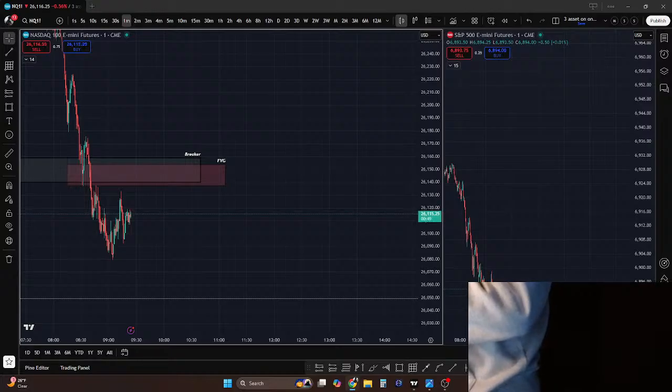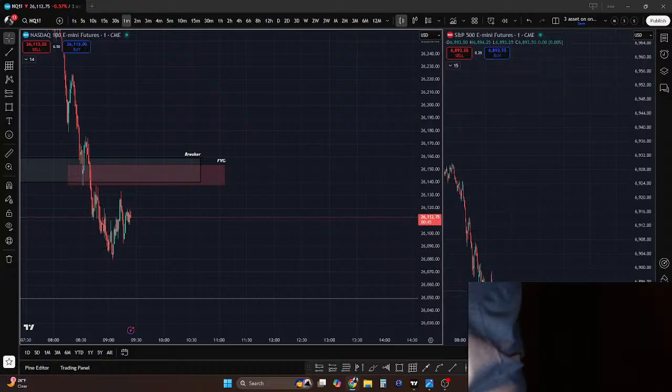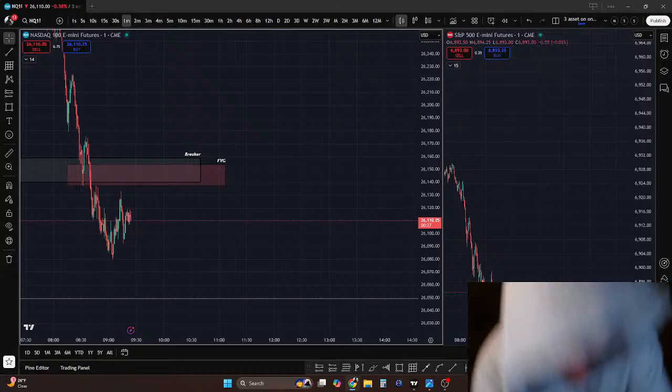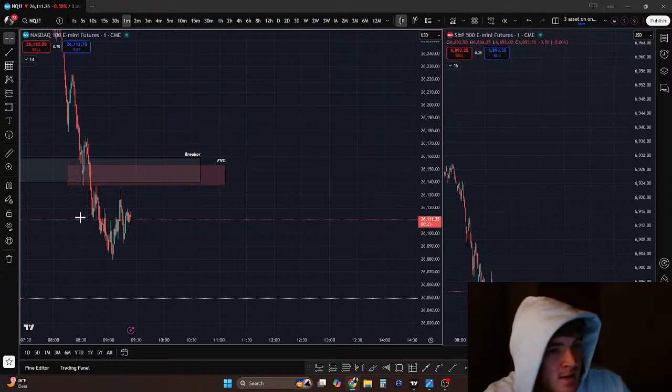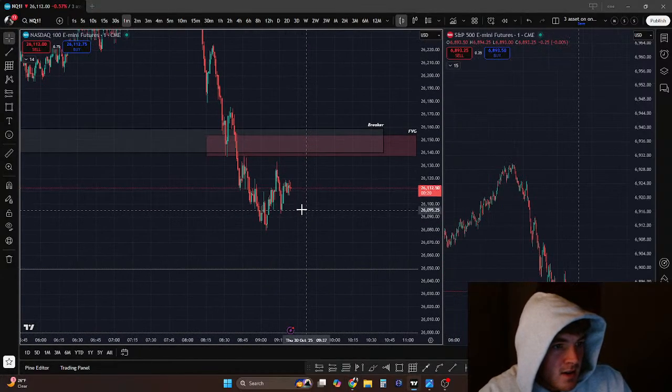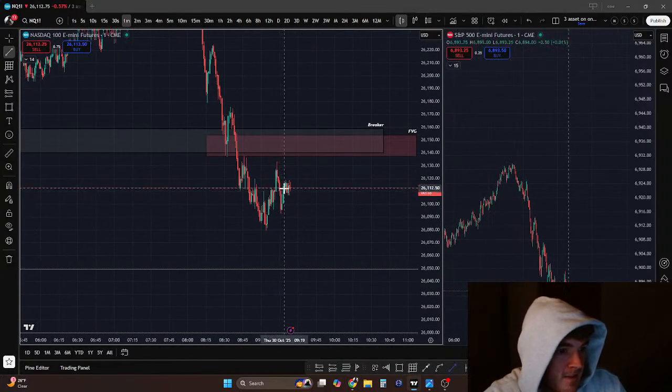Alright, personal setup, if I end up being able to take a trade on there, which I don't know. Okay. Once again, waiting for 922 did form. So, okay, 922.